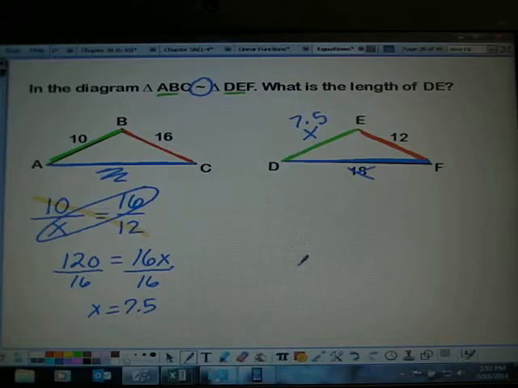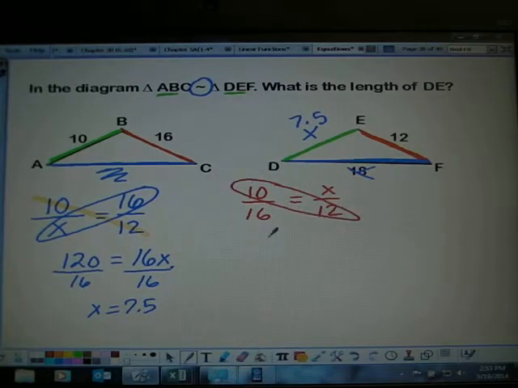Now, as I said, there's a different way you could have set this up. You can write a fraction using those two numbers and another fraction using those two. Again, you just have to be consistent. So if I use this, I'm going to say 10 over 16. Since I went 10 over 16, green over red, then in this one I have to go green over red, x over 12.